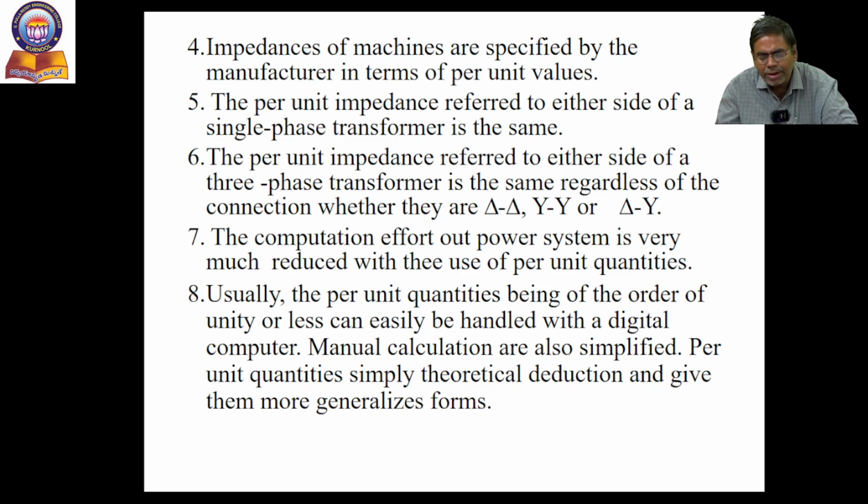The per unit impedance referred to either side of the three phase transformer is the same regardless of the connection, whether delta-delta, star-star or delta-star. The computational effort in the power system is very much reduced with the use of per unit quantities. Usually the per unit quantities, being of the order of unity or less, can be easily handled with digital computers. Manual calculations are also simplified. Per unit quantities simplify the analysis and give more general information.